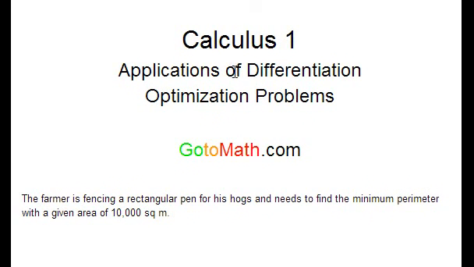We're working Cal 1 problems, applications of differentiation, and we're looking at optimization. So we have an interesting problem here. Now, in the previous video I said we weren't working any more rectangular problems, any more general problems that have to do with rectangles. This is more of a specific case. The farmer is fencing a rectangular pen for his hogs and needs to find the minimum perimeter with a given area of 10,000 square meters.